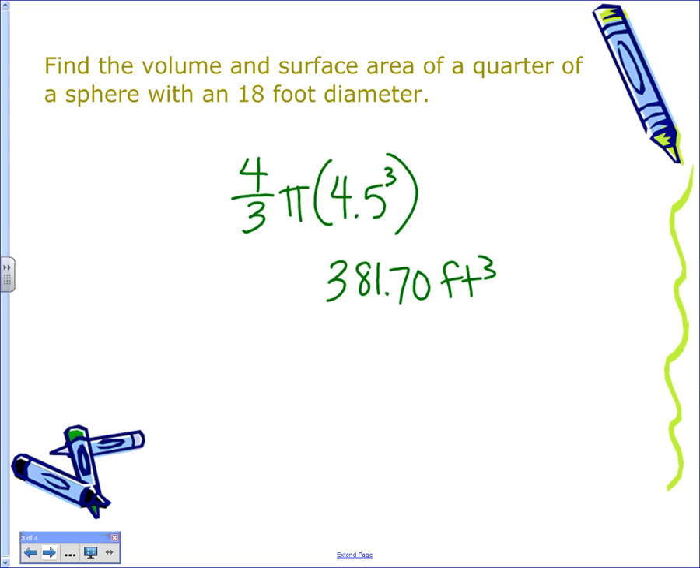Yeah. So it'd be a 9. And then how would you find a quarter of the volume? Yeah. Does that make sense? And so what should you get? Y'all know?